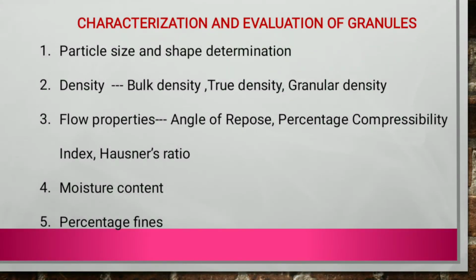So basically, we evaluate various characteristics of granules, which include, the first one, particle size and shape determination, then various densities like bulk density, true density and granular density. Then we determine its flow properties like angle of repose, percentage compressibility index, Hausner's ratio, etc. Along with that, a few more tests to be performed for granules include moisture content test and percentage fineness. Now, let us discuss all these characteristics and their way to evaluate one by one.